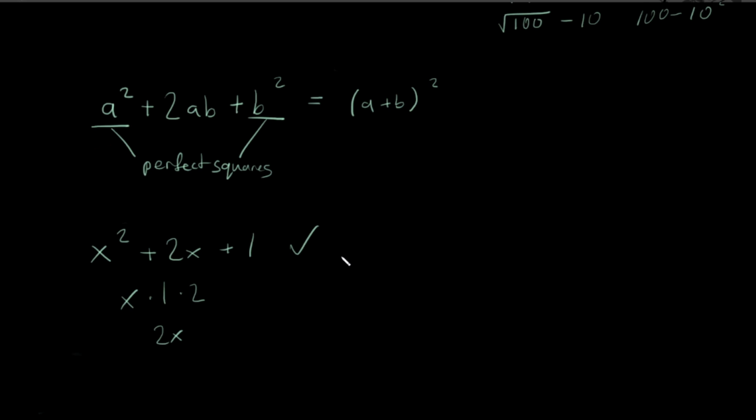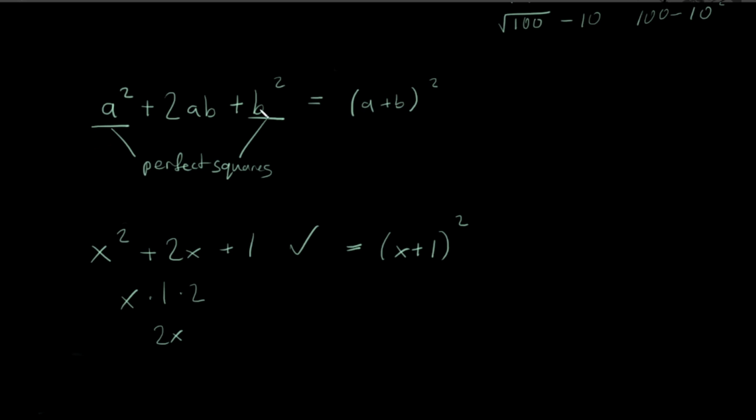Now, if we were to factor this down quickly, we could say that this is the square root of x squared plus the square root of 1, which is equal to 1. So we can say that this is just x plus 1 squared. And in fact, the answer is this.